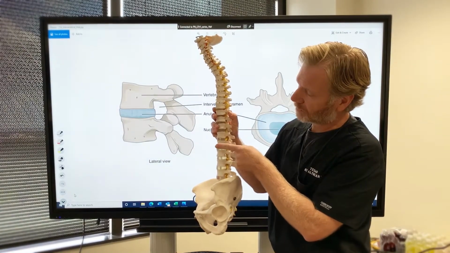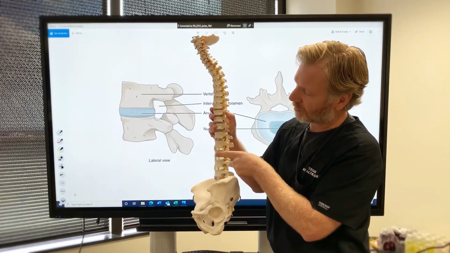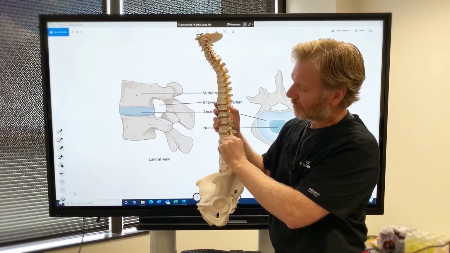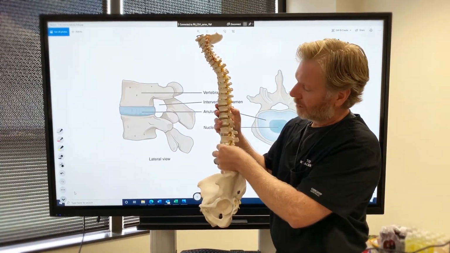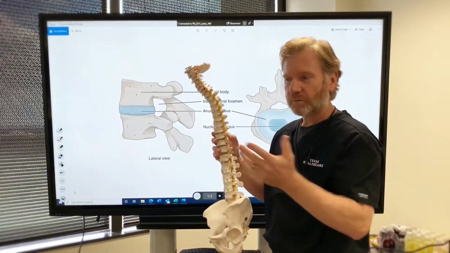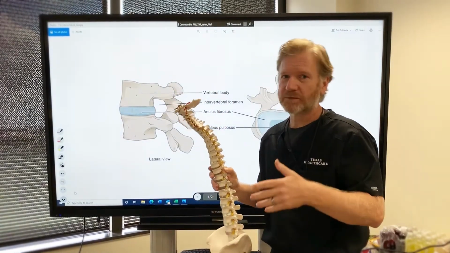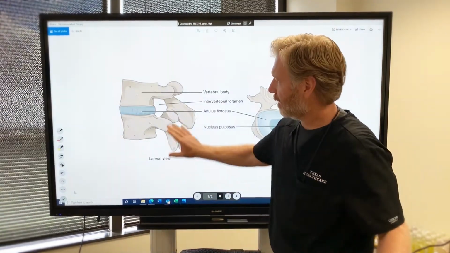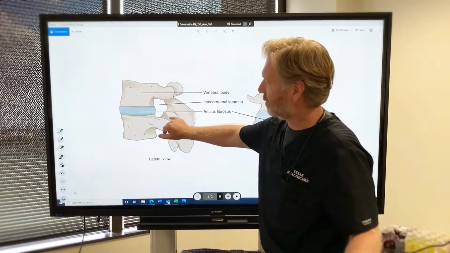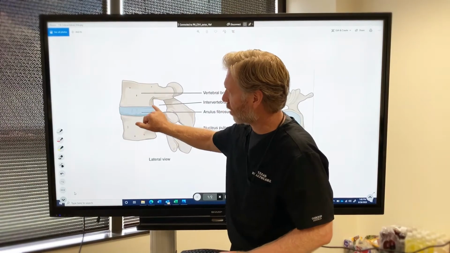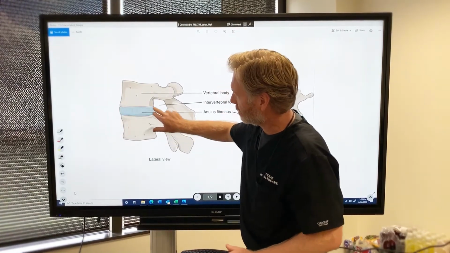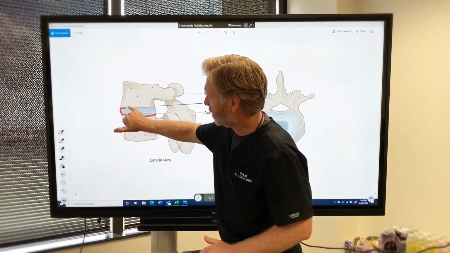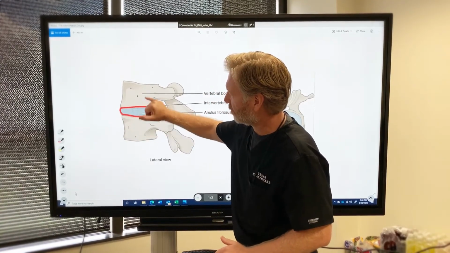So you have a bone, vertebral body, then you have this really tough structure, almost like a hockey puck, sitting in between those. Some say it's a shock absorber, some say it's a spacer, maybe it's a little of both. But anyway, if we look at the screen here, you can see this is that same representation. This material right here is the disc. That's right between the two vertebral bodies.